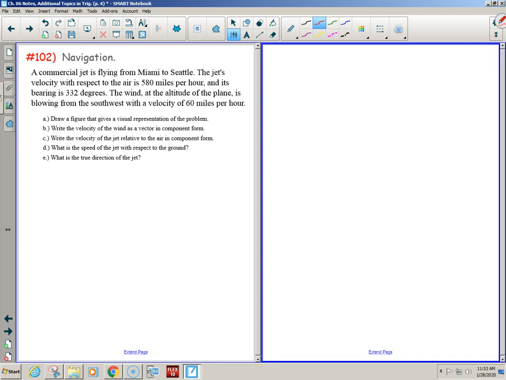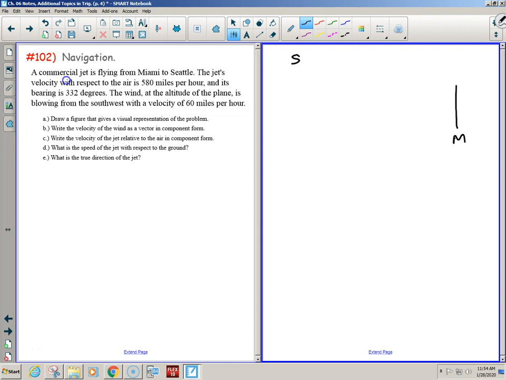Now, I know I made it small, but I'm going to try to draw it out. A commercial jet is flying from Miami to Seattle. We got it, right? Cool. The jet's velocity with respect to the air is 580 miles per hour. Its bearing is 332 degrees. Its bearing? Is that talking about north, south, east, west again? No, it's 332 degrees, so it's like facing.